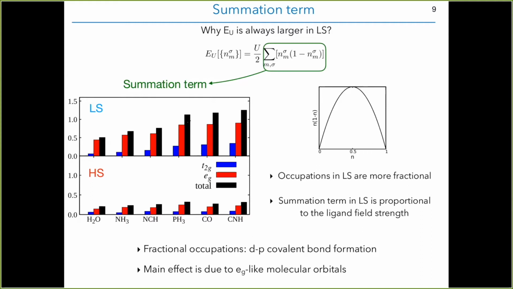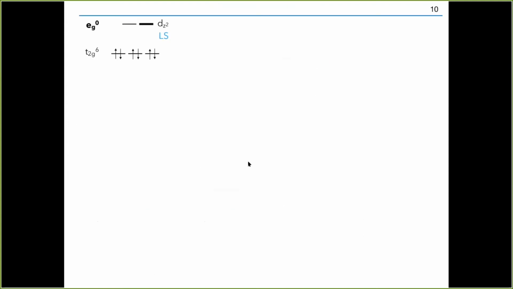And more specifically, if we decompose the summation term contribution into the t2g and the eg-like Kohn-Sham electronic states, we can see that the major contribution arises from the eg states. So for this reason, I will take as an example and analyze how the occupation matrix elements are computed in the case of the d_z2 eg state.